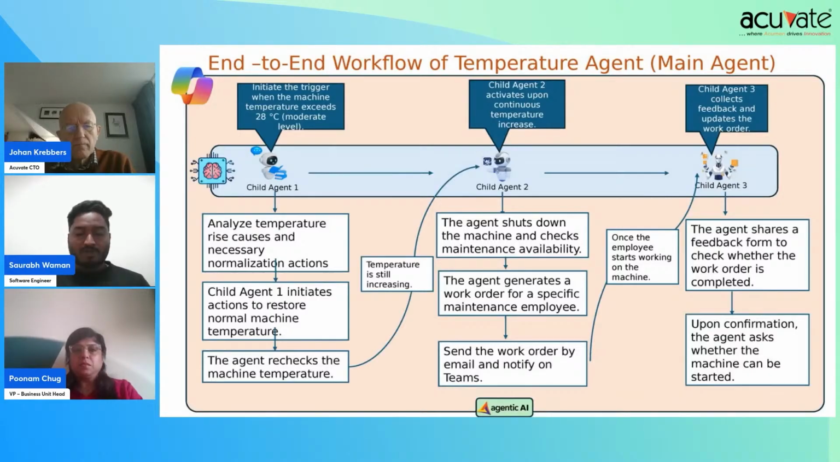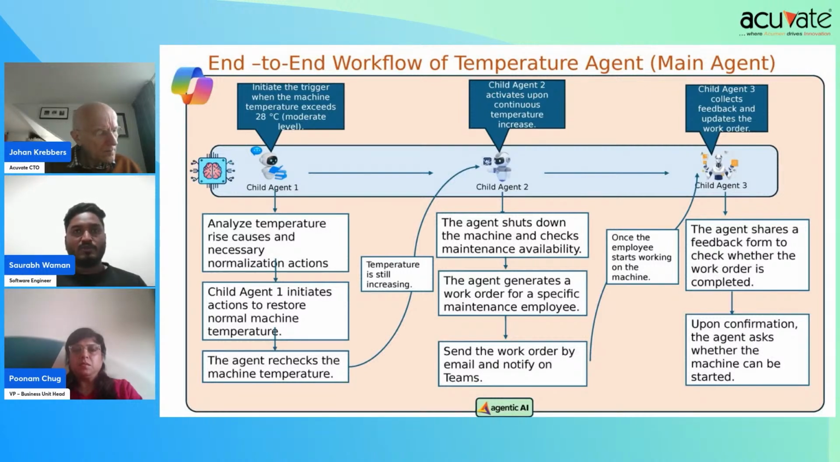Yeah. So here you can see our main agent contains three child agents. Once the temperature goes to the moderate level, child agent one is automatically activated, and it will find out the possible causes and what actions we need to take to normalize the temperature for that particular machine, and it will send out those actions and causes. Then our child agent does some primary actions like starting lubrication or ventilation, etc. And again it will check the maintenance of that particular machine.